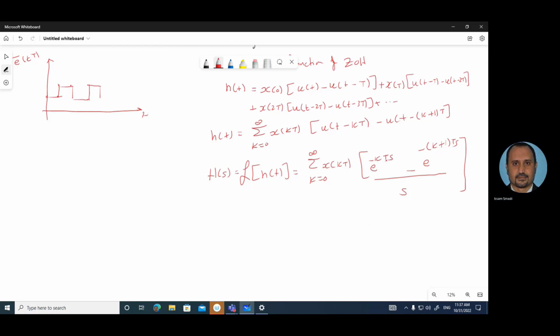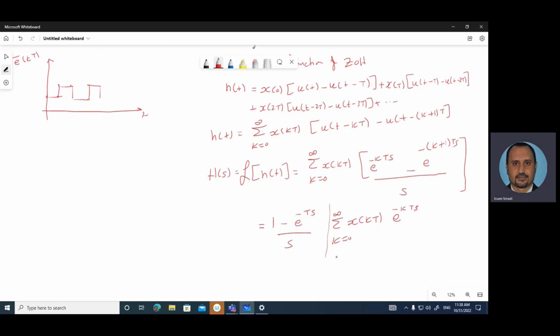Now, Ts is constant, correct? So I can get it out. So this will equal to 1 minus exponential of minus Ts over s, the summation from k equal to 0 up to infinity of x of kT exponential of minus kTs, correct? Now this is what? X star of s. So simply this means that H of s will equal 1 minus exponential of minus Ts over s, and this one is x star of s.